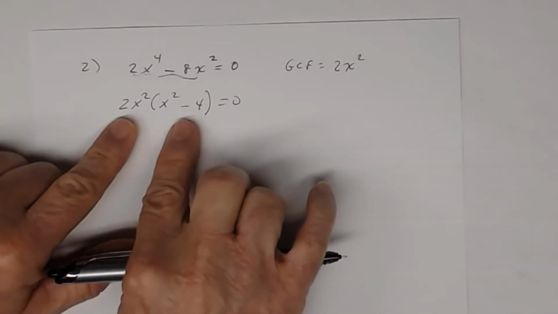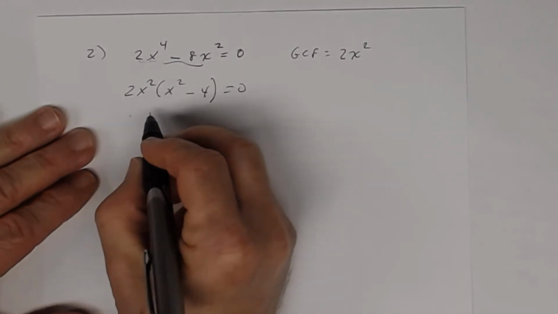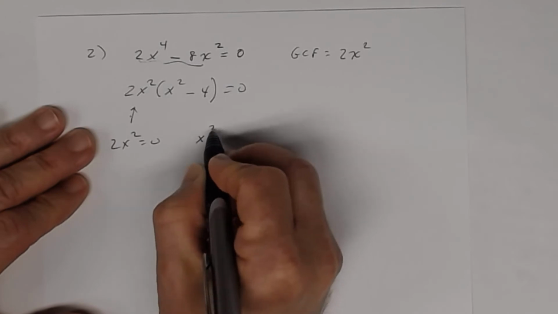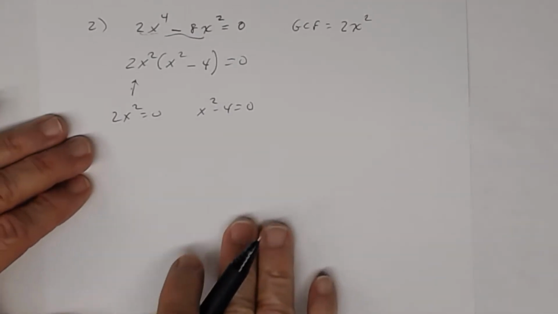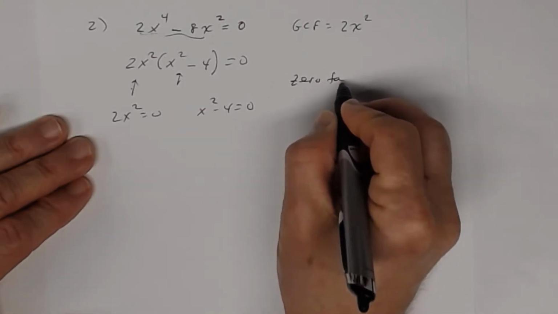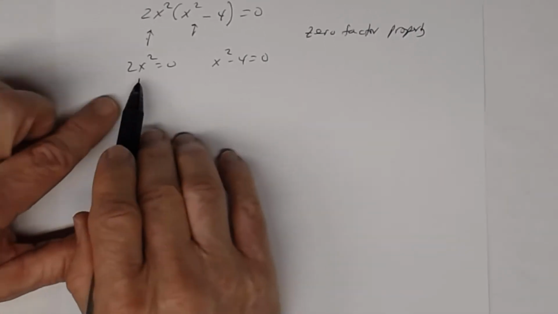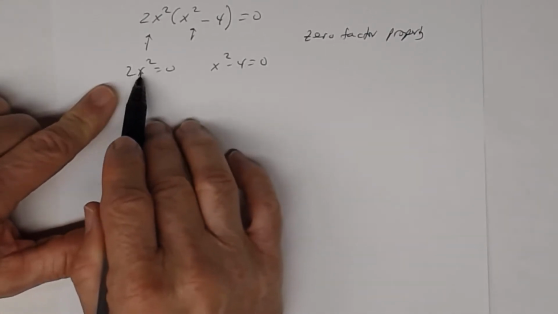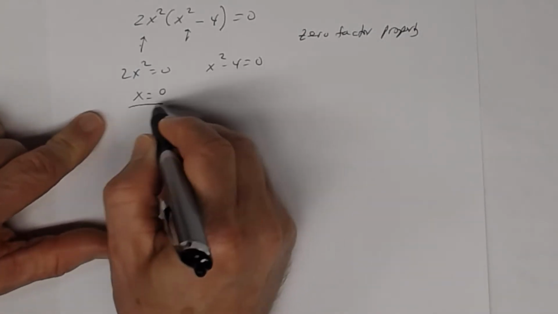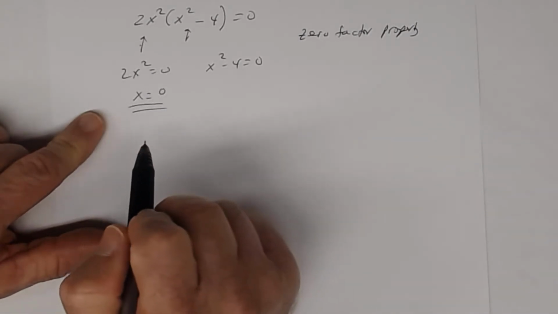And now I'm going to set each of those factors equal to 0. So I'm going to say 2x squared equals 0, and then x squared minus 4 equals 0, right? Remember, that's called the zero factor property. Now you know what this one is. 2 times what number squared is 0? What must x be? X must be 0. Good. Because 0 times itself is 0. 0 times 2 is 0. That's the only number that works.